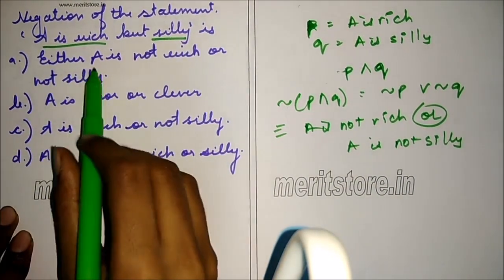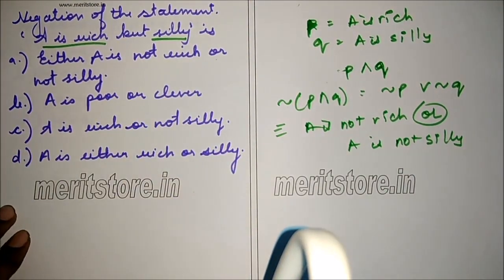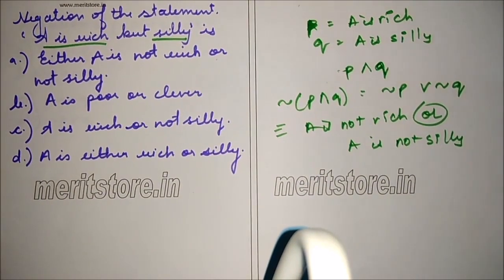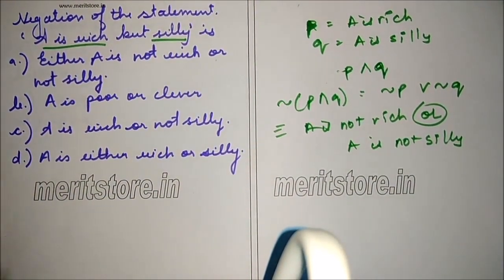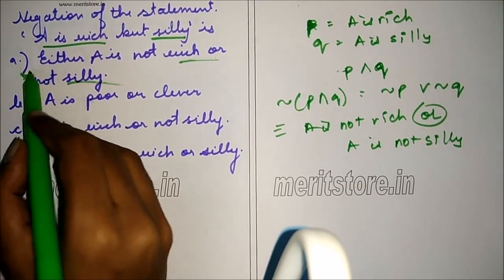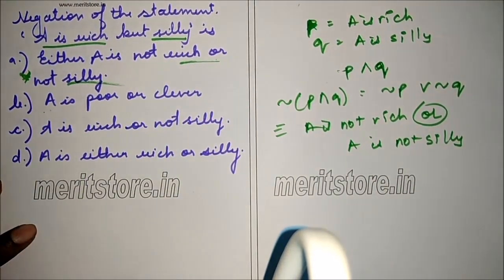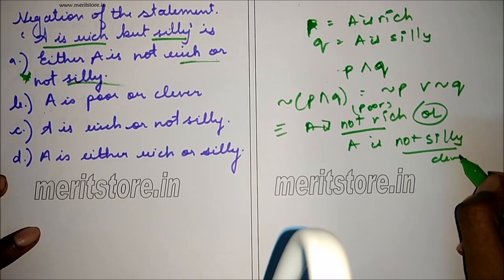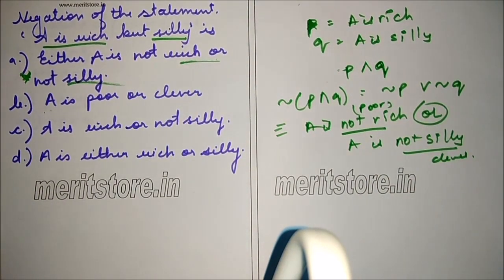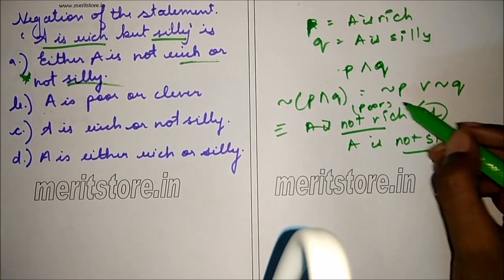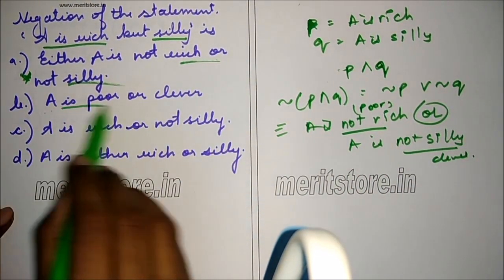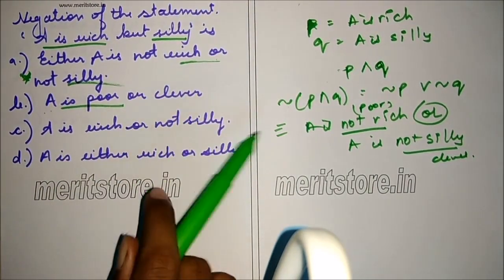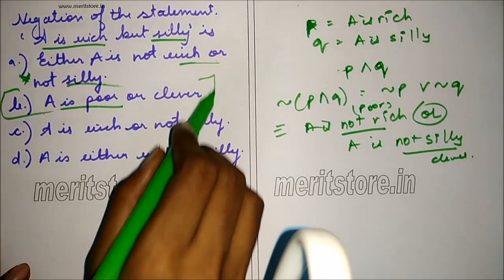So let's check the options. Either A is not rich or not silly. So this is a form of and. So this is not valid. Let's check B. A is poor or clever. Now opposite of not rich is poor and opposite of not silly is clever. And this matches the description where it is given negation of P or negation Q, where A is poor is negation of P and A is clever is negation of Q. So the answer is B, A is poor or clever.